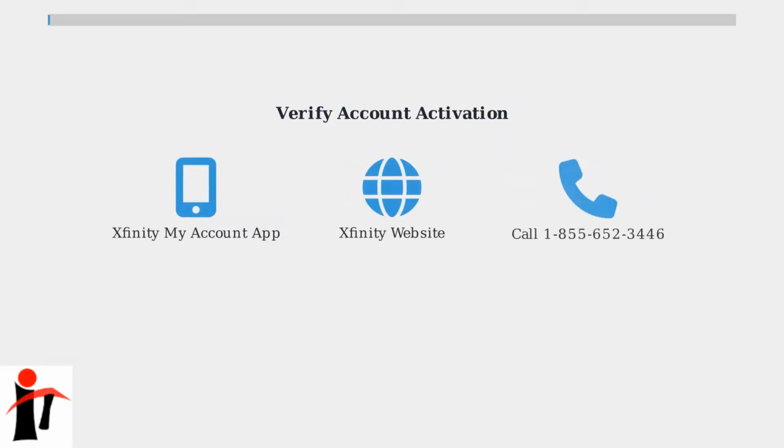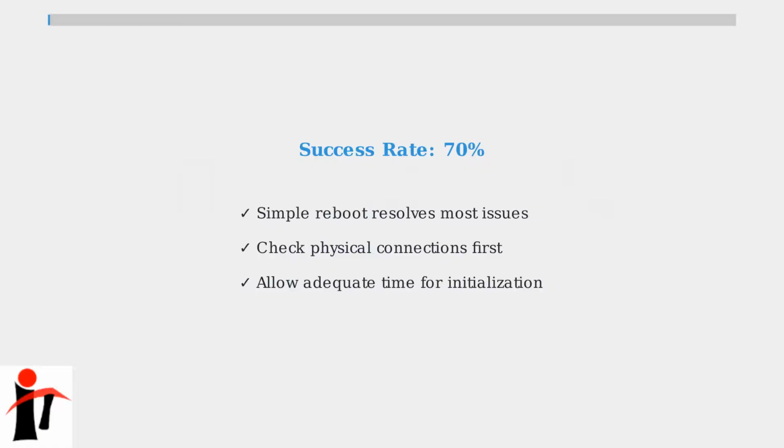If the reboot doesn't work, verify your account activation. You can use the Xfinity My Account app, visit the website, or call the activation line at 1-855-652-3446 to ensure your box is properly registered to your account. Following these steps resolves the issue in about 70% of cases. The key is being patient during the initialization process and ensuring all physical connections are secure before trying more advanced troubleshooting.